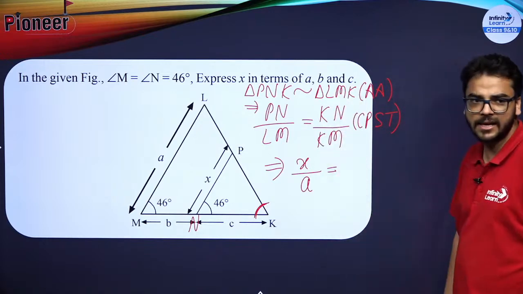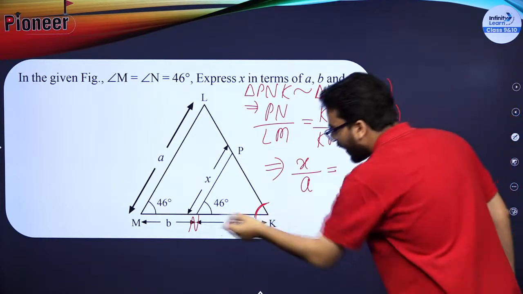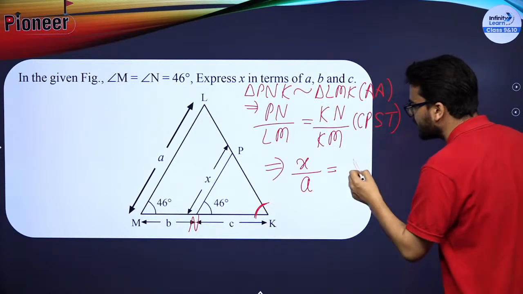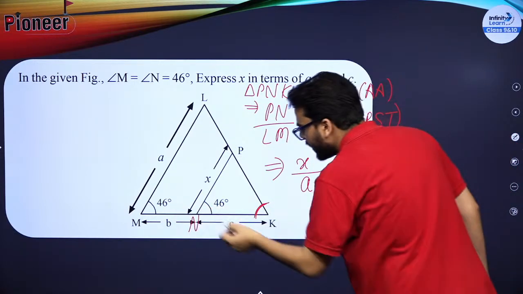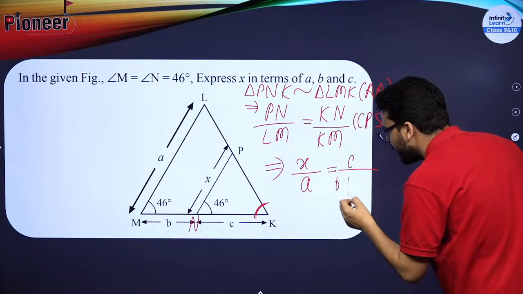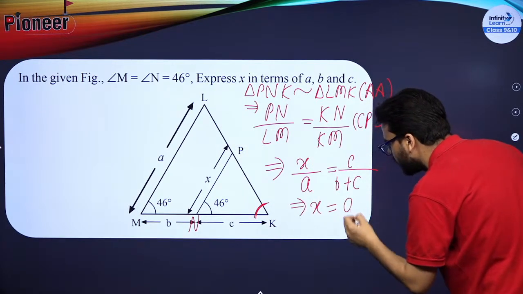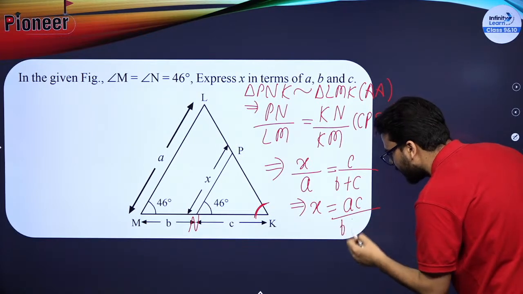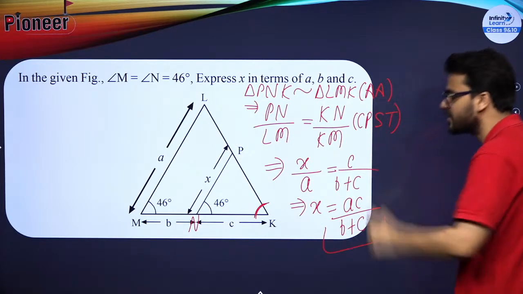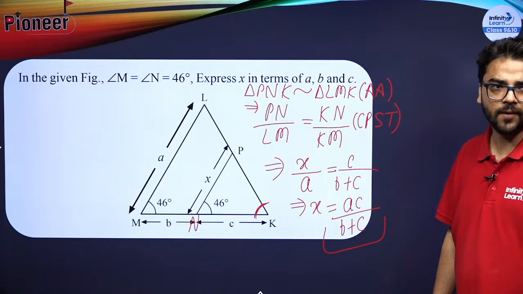I hope that thing is clear, guys, to every student over here. KN upon KM. So KN is C, KM is B plus C. You see it properly, B plus C. So if I cross multiply, are we getting X is equal to AC upon B plus C? Is this clear to every student over here? Any doubt in the question?